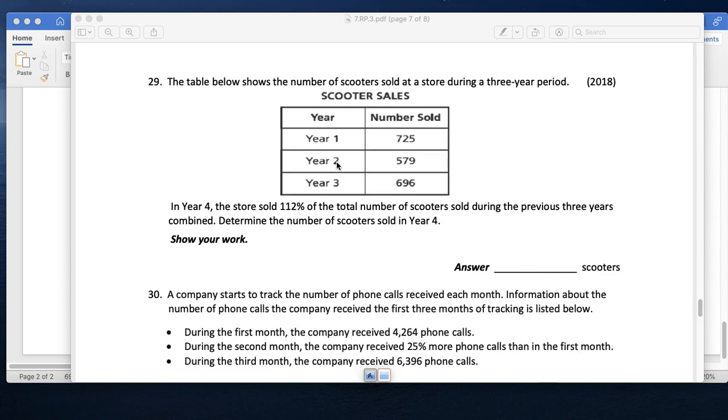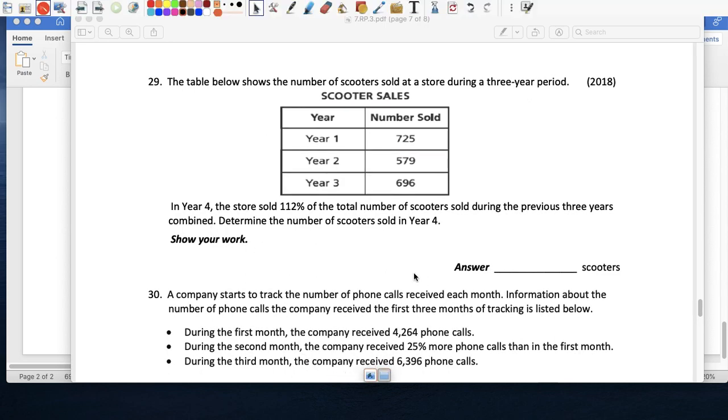29. Okay. In year 4, the store sold 112% of the total number of scooters sold during the previous 3 years. Okay, so for the previous 3 years we had 725 plus 579 plus 696, so there was a total of 2,000 scooters. Year 4, the store sold 112%, or 1.12, of the total number of scooters sold during the previous 3 years. So 2,000 times 1.12. That's 2,240 scooters. That was easy.